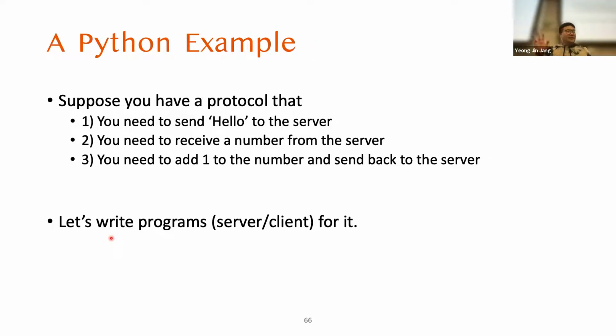I wrote a very simple program, and then what the protocol is. As a client, you need to send hello to the server. Then the server will send a random number, and then the client needs to send the +1 of that number as a result. So hello, and then if they send 1000, then I need to send 1001. Yeah. And then let's write the program for doing that.